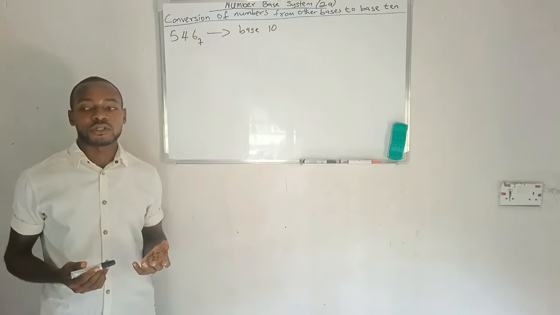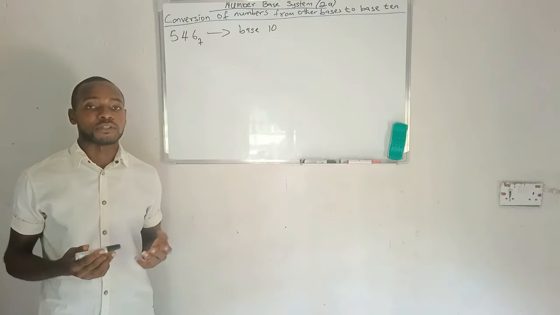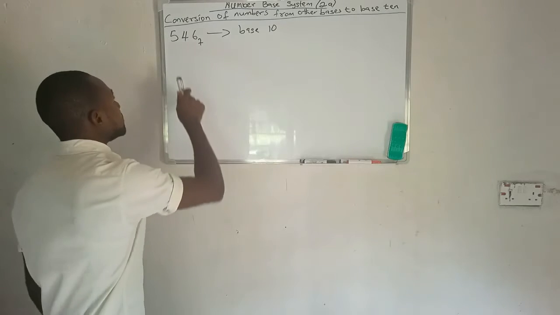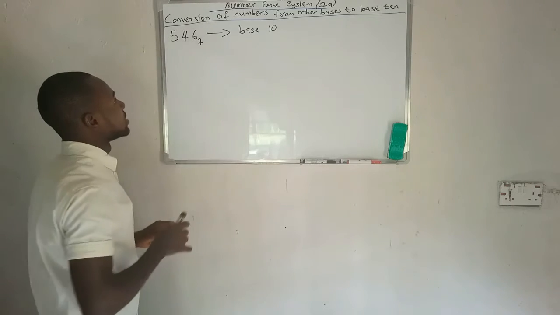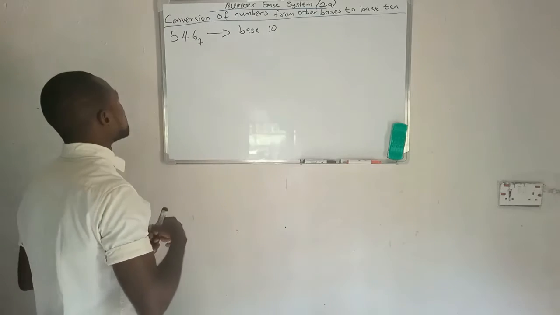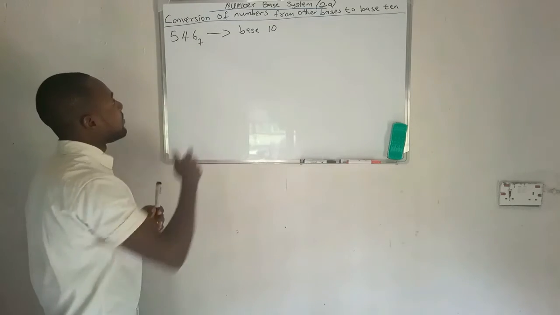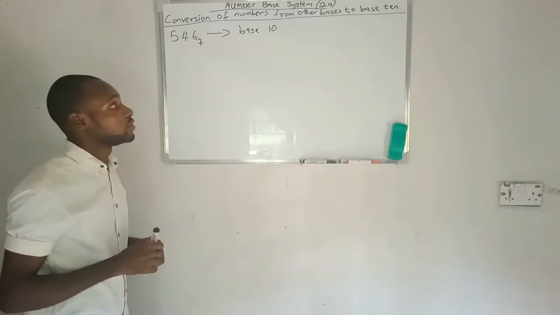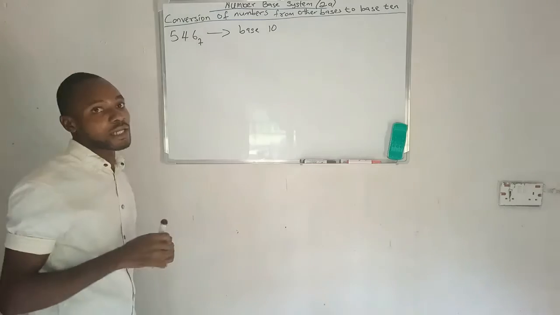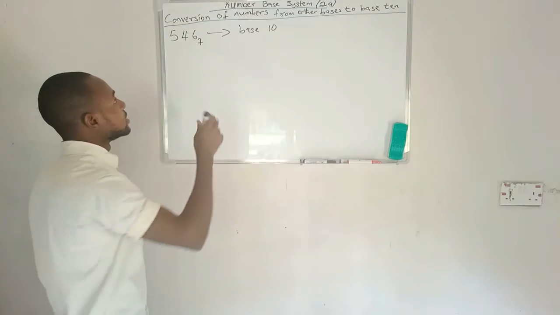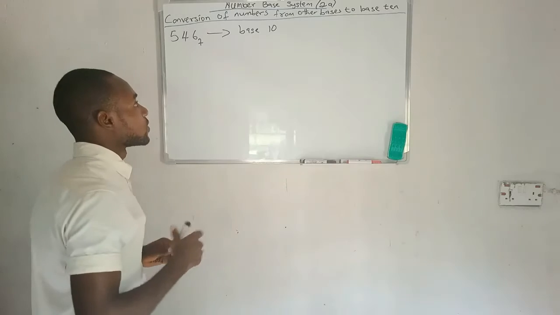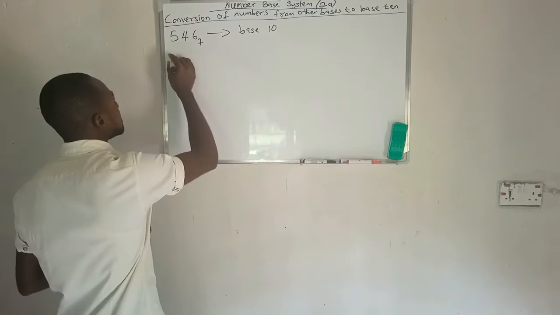So when we want to convert numbers from other bases to base 10, the first thing that we'll do is to multiply each number with its base. So we'll have 546 base 7 here. We'll be multiplying each of those numbers with 7, and after that we add them together and attach powers to each of the bases. So let's do it now.